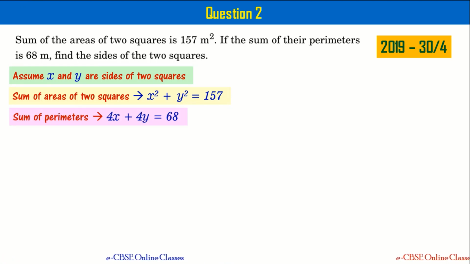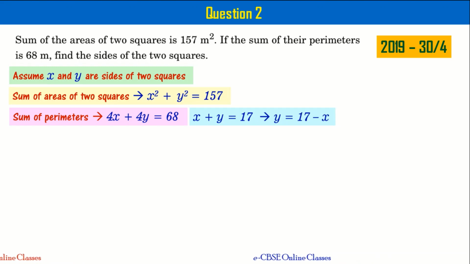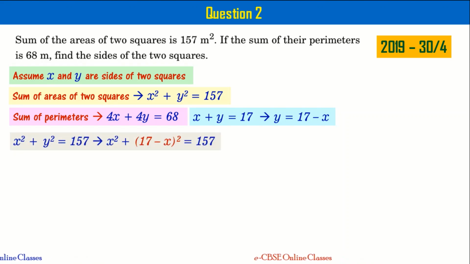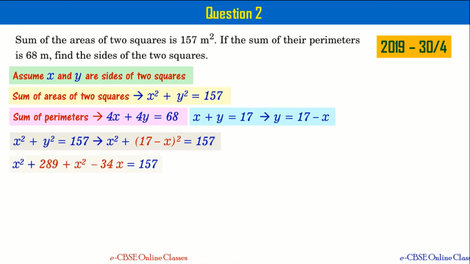And we were given the sum of the perimeters. Perimeter of a square is 4 times the side length of the square, right? It means the sum of perimeters is going to be 4x plus 4y equal to 68. Let's rewrite this expression as x plus y equal to 17 so that y can be equal to 17 minus x, right? So now let's substitute y equal to 17 minus x into the previous equation, x squared plus y squared equal to 157. When you expand this, you can write this expression as x squared plus 289 plus x squared minus 34x equal to 157, right?